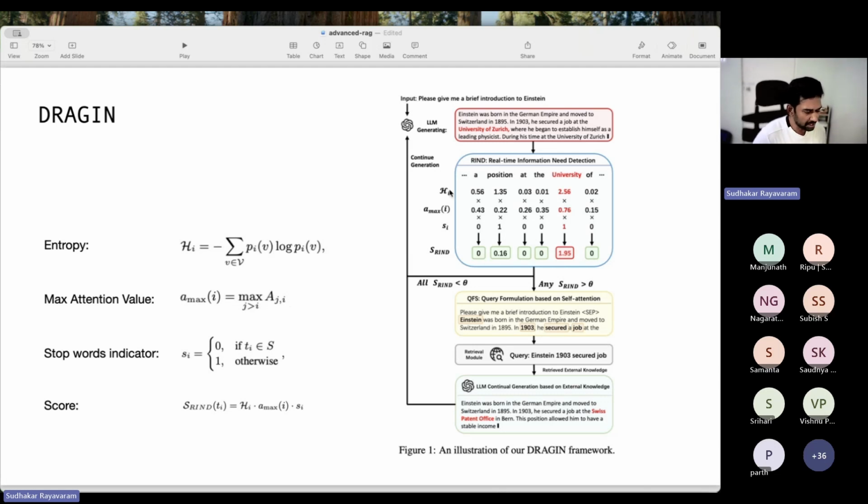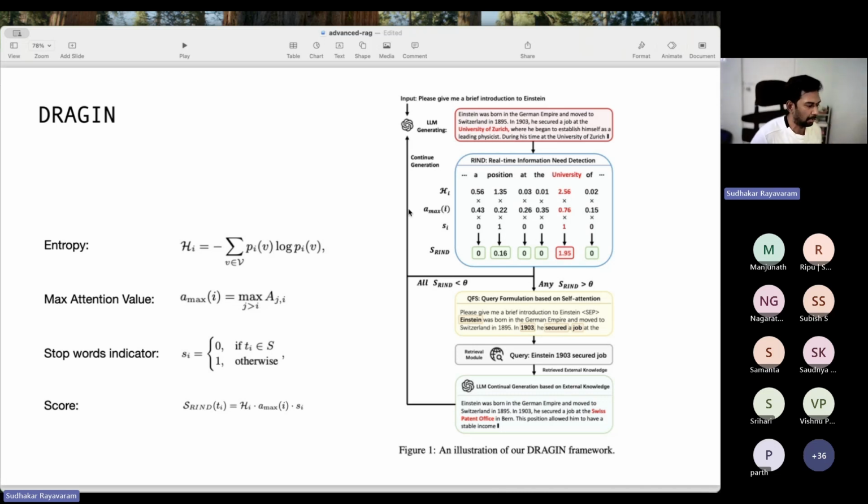At every step, they are calculating the entropy, the max attention value, and also using a stopword indicator. They use some formula to come up with a number. If this number is greater than a theta, and theta could be any value that you can tweak to see what is the most effective, it means that the next word, the university word it created, the LLM is not very confident of that word. Of course, it is predicting every word, but when it comes to this word prediction, it is not very sure, saying, okay, maybe it's university, but this is the best I can give you.